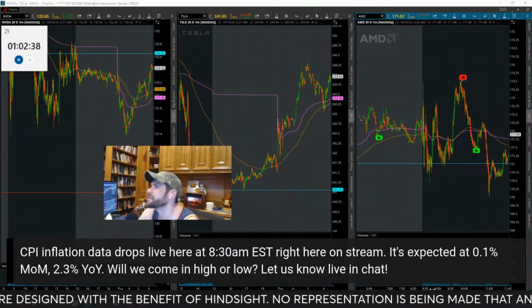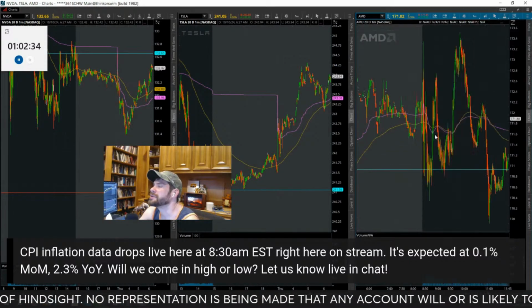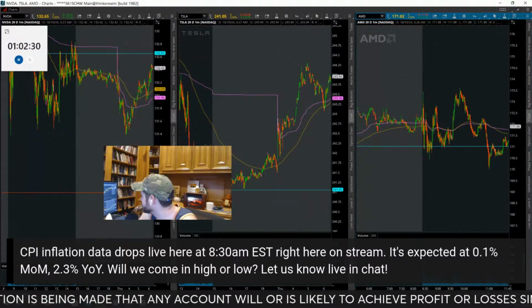And again, like I said earlier, none of these are necessarily simple, right? These use a lot of different conditions.